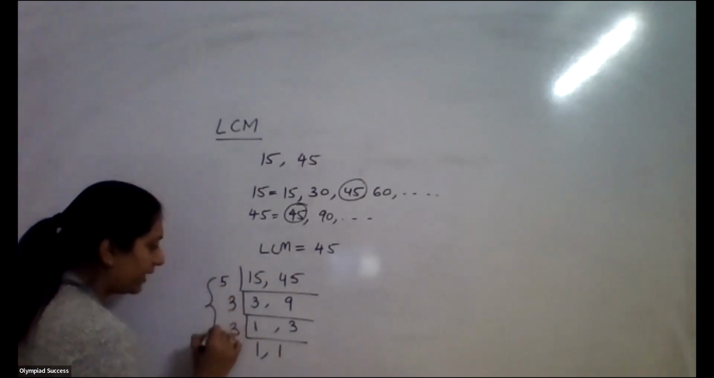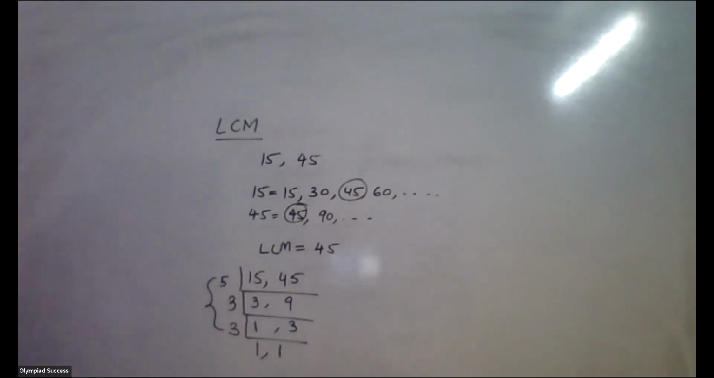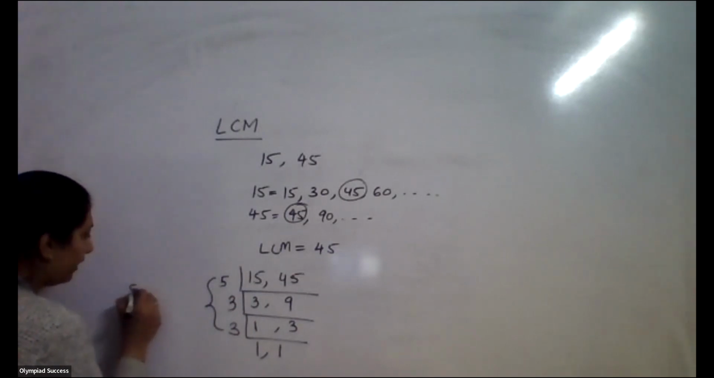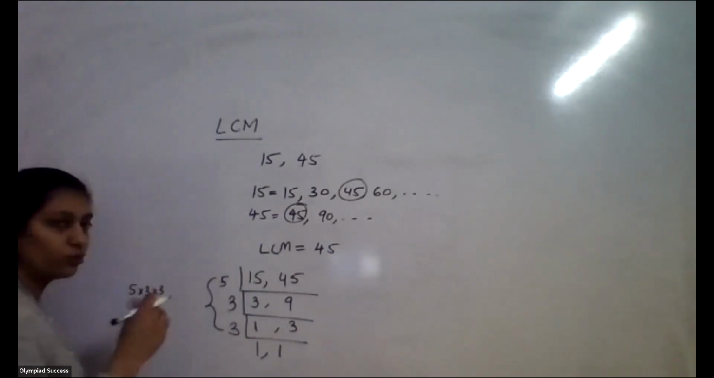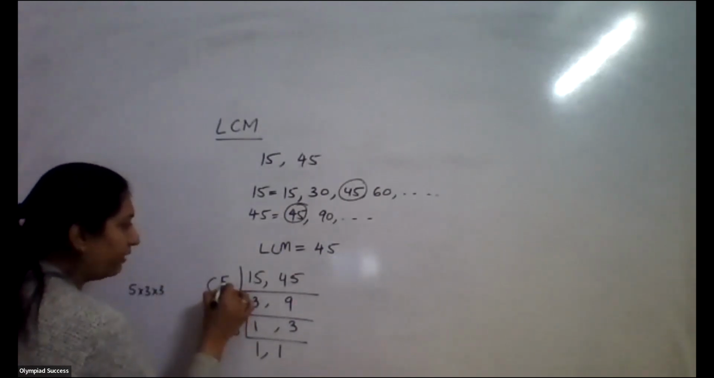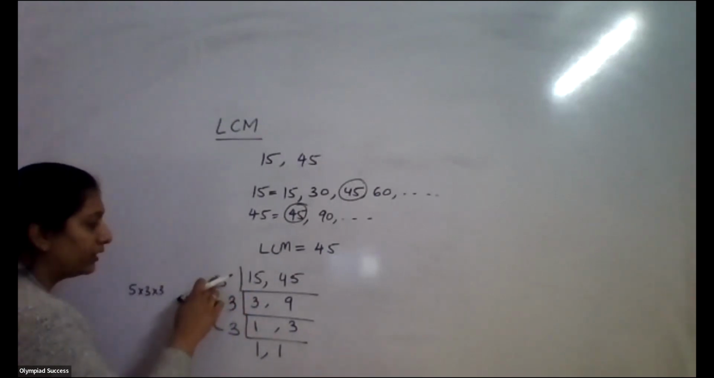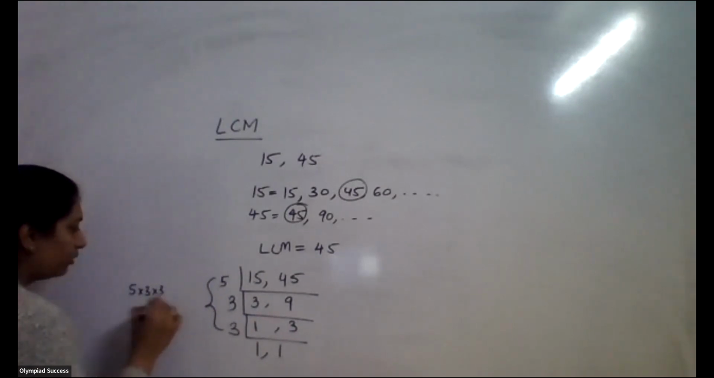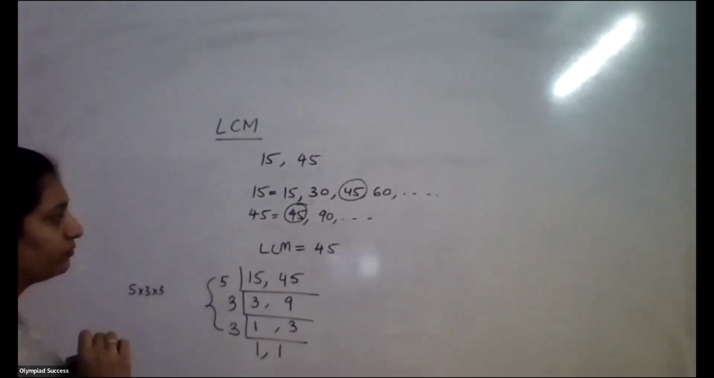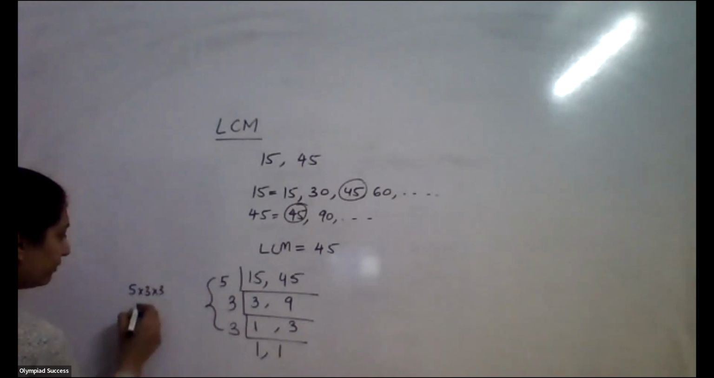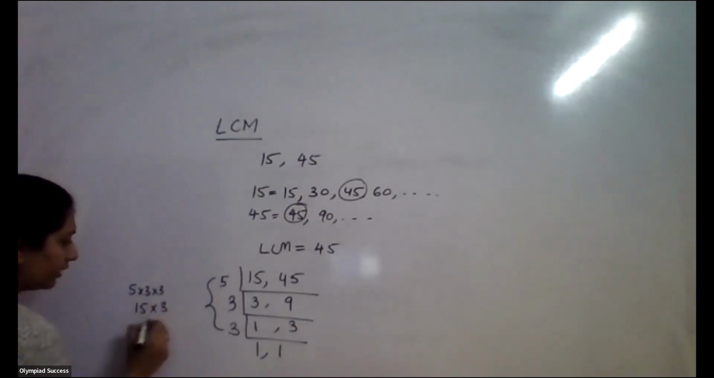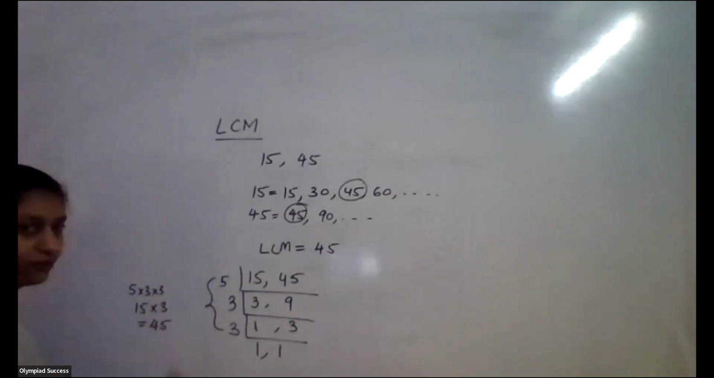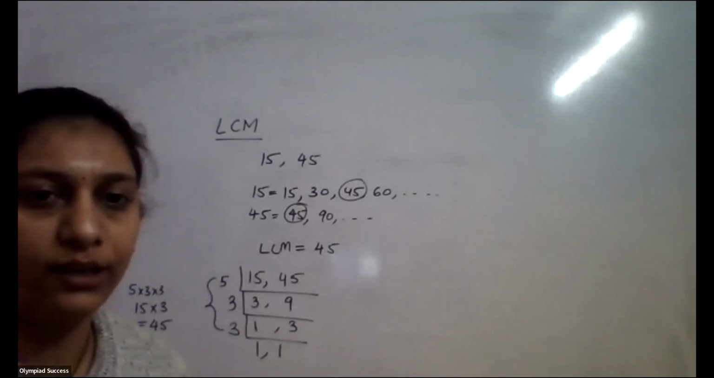So now to find the LCM, what do you have to do? You have to just multiply these numbers. So 5 into 3 into 3. Most of the students do it like this. In case of 5, you can write 3 also. They start with the lowest number and then go. Okay. So 5 into 3 into 3. 5 3s are 15. 15 into 3 equals 45. So LCM we get as 45.